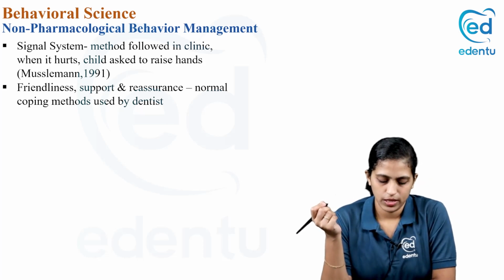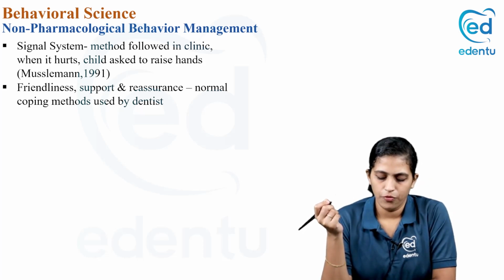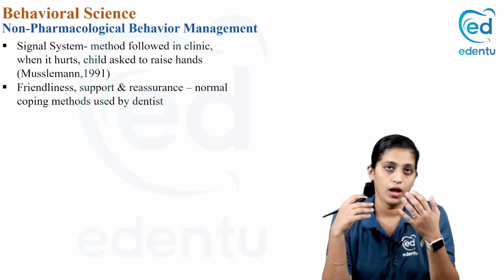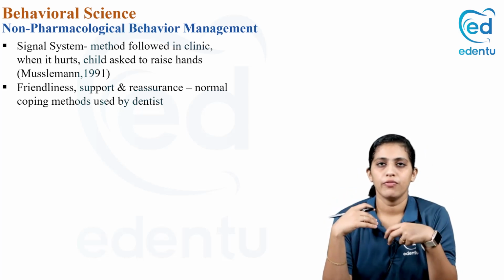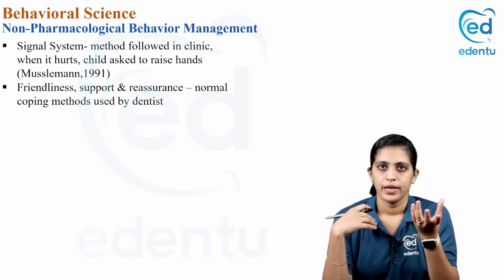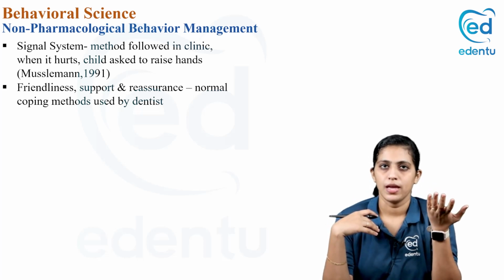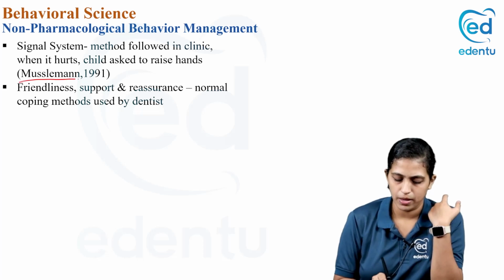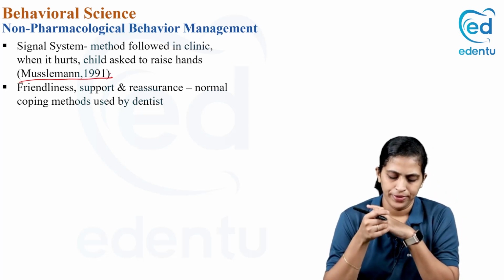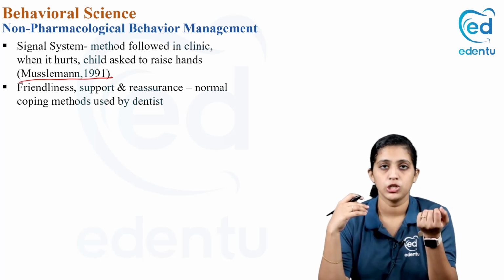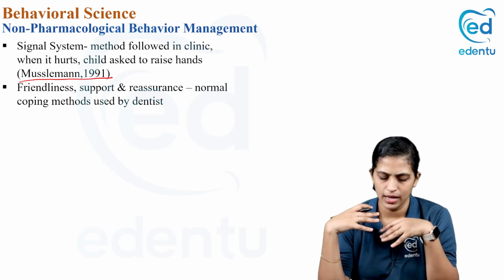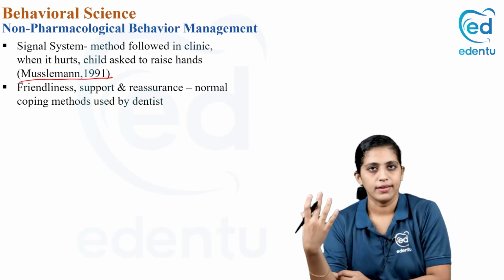Under this also comes the signal system method followed in the clinic. This is something that we ask any child to do. We tell the child that if he or she experiences pain, to put up their hand. That was suggested by Musselman in 1991. Friendliness, support, reassurance and motivation are basically the best coping methods that a dentist can use.